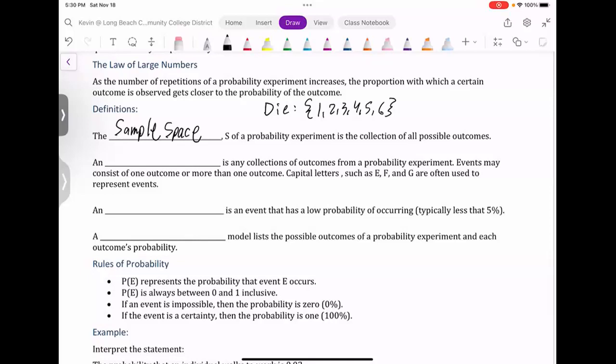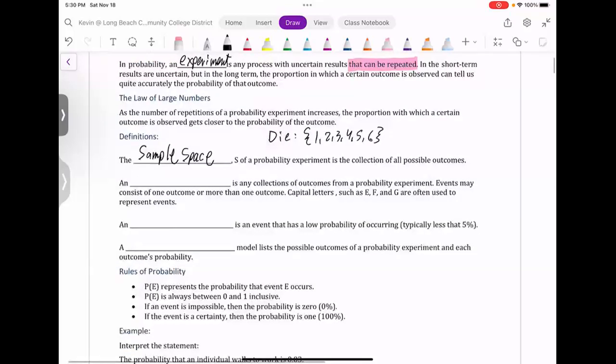Next up, an event is any collection of outcomes from a probability experiment. Events may consist of one outcome or more than one outcome. And we often use E, F, G, and H and so on to represent these events. Typically, we write out what the event actually is. That way, we don't have to guess what E means or F means.